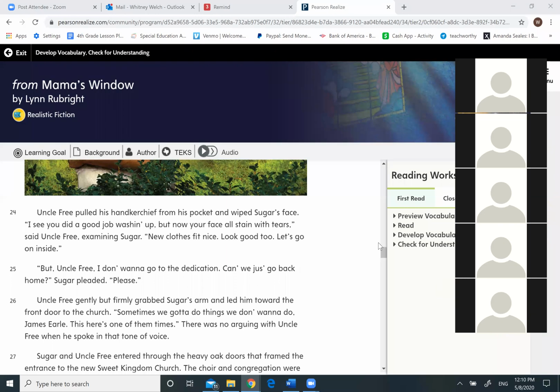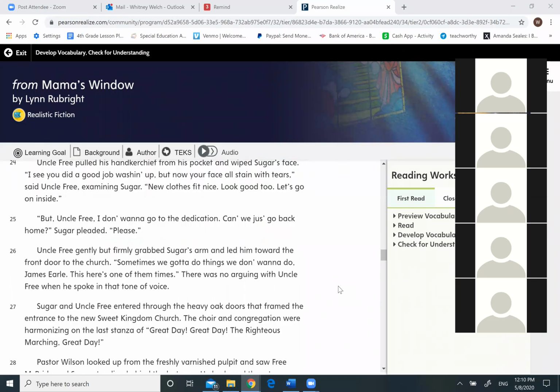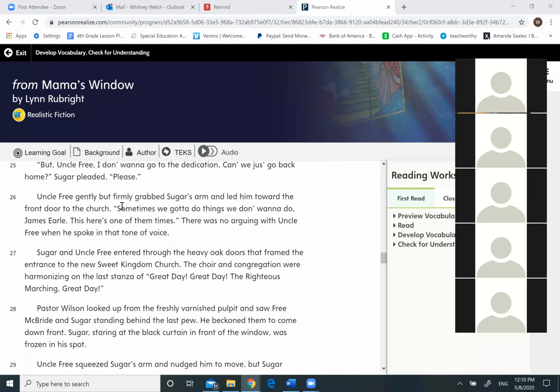Number 26. Yep. Uncle Free gently, firmly grabbed Sugar's arm and led him toward the front door to the church. "Sometimes we gotta do things we don't wanna do, James Earl. This here's one of them times." There was no arguing with Uncle Free when he spoke in that tone of voice.